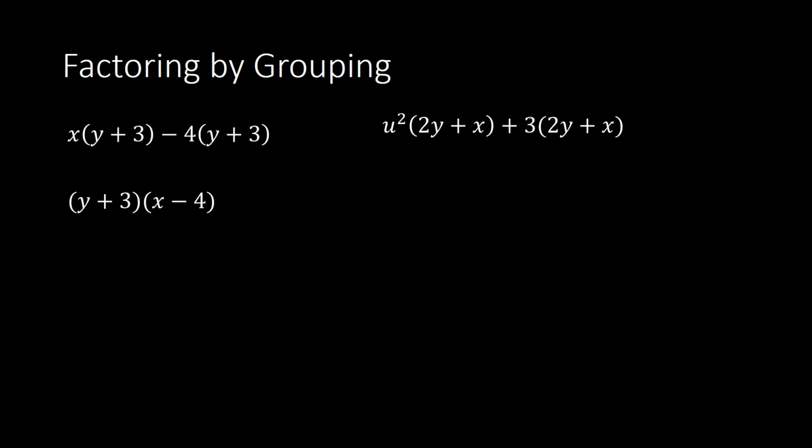Let me show you another example. Here we have u squared times 2y plus x, plus 3 times 2y plus x. So when you factor by grouping, you can pull out what they have in common. Notice both terms have a 2y plus x in common. So I can pull out that 2y plus x. And then what is left over in parentheses? Well, that's going to be whatever's left over, the u squared and the plus 3 in this case. So my solution would be 2y plus x times u squared plus 3.